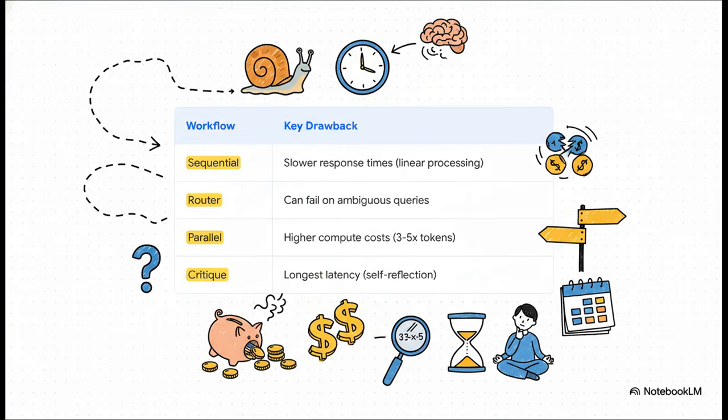That step-by-step process in sequential, it's reliable, but it can mean slower response times. The router is smart, but if you give it a really ambiguous question, it can get confused. Parallel is blazing fast, but running all those agents at once gets expensive. We're talking 3 to 5 times more tokens. And finally, that amazing self-reflection in the critique workflow? Well, all that thinking takes time, giving it the longest wait time of all, which, hey, is a price worth paying when accuracy is everything.